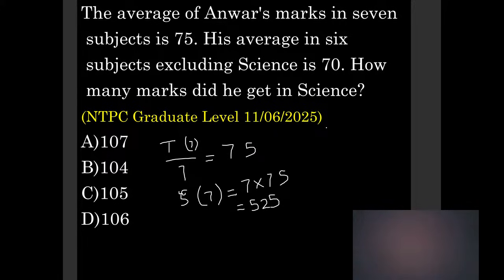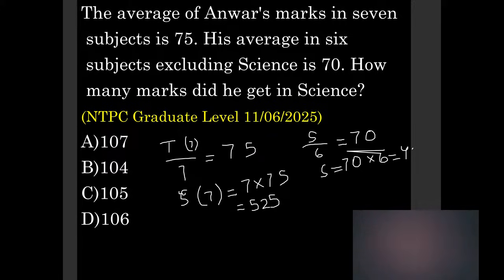Next, the average in 6 subjects. So sum of 6 subjects by total, which is 6, is equal to 70. Sum by 6 is equal to 70. So sum of 6 subjects is equal to 70 into 6. 70 into 6 means that is equal to 420. Sum of 6 subjects equals 420.